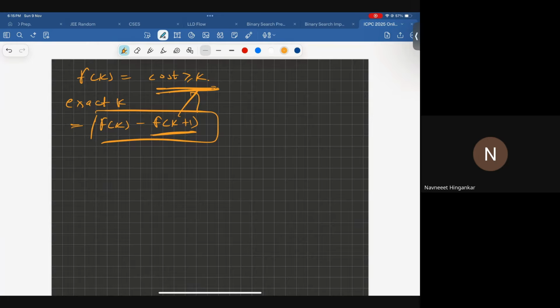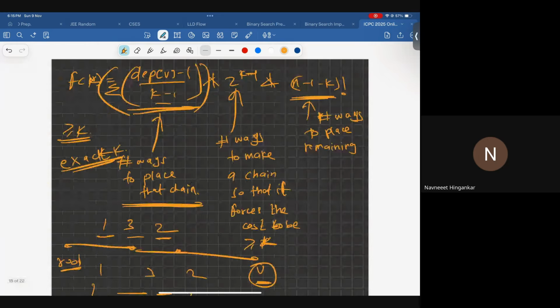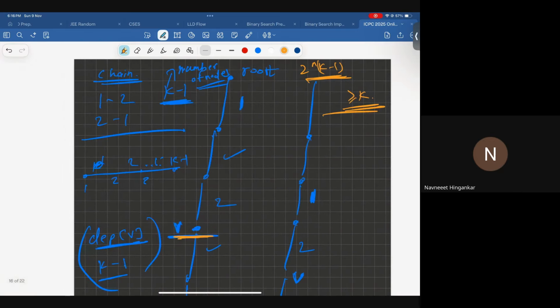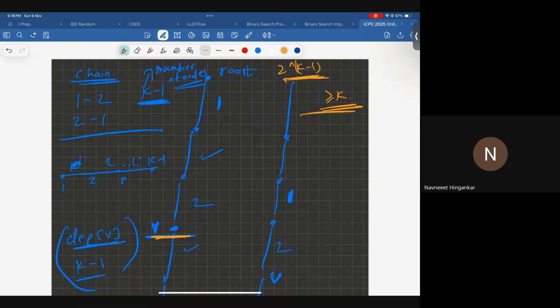I will add it in the description, what mistake I'm making. I'm not getting what mistake I'm making now, because I thought I understood it, but I guess I am not. 2 raised to the power k minus 1. But anyway, I will add it in the description.